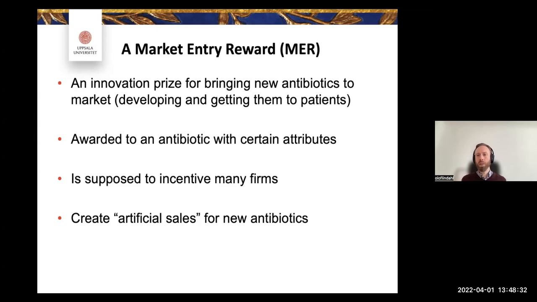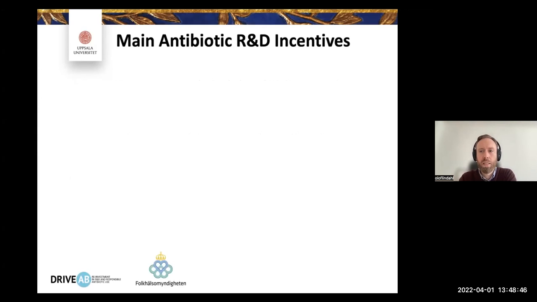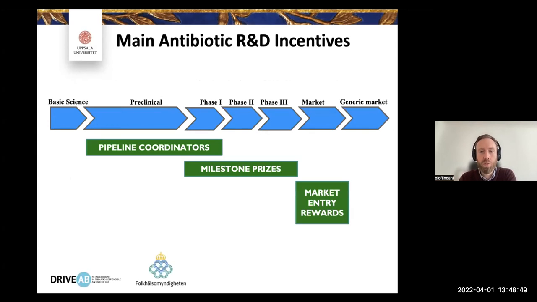Because we had this problem that the red side was bigger than the green side. Well, now we're pumping up the green side, but it's not sales. So it's not more consumption of the drug, but it's just more revenue to compensate for the development costs. So that is what a MER does, a market entry reward.